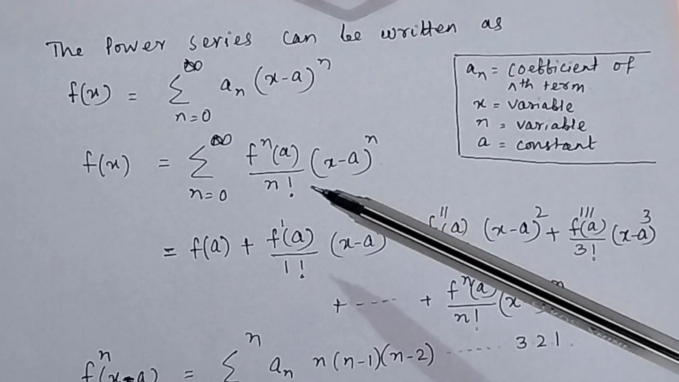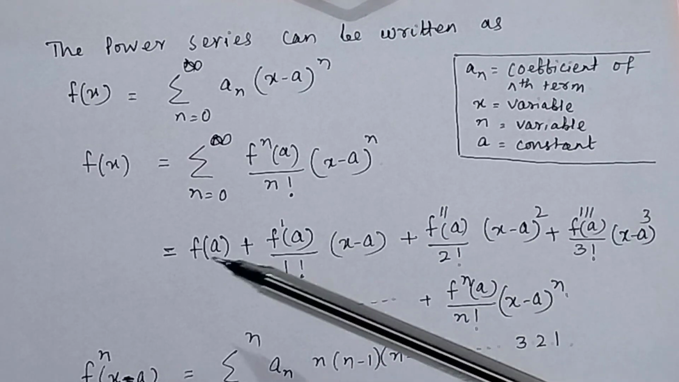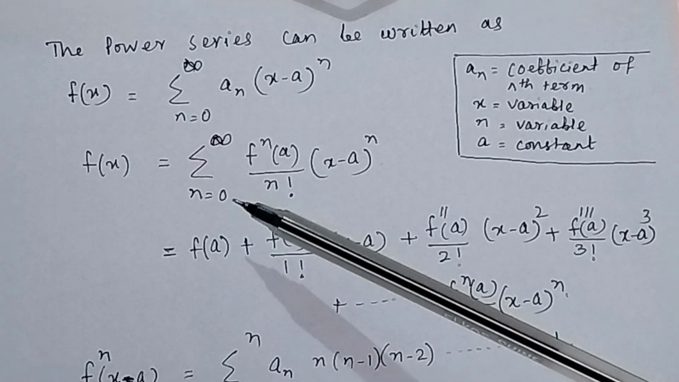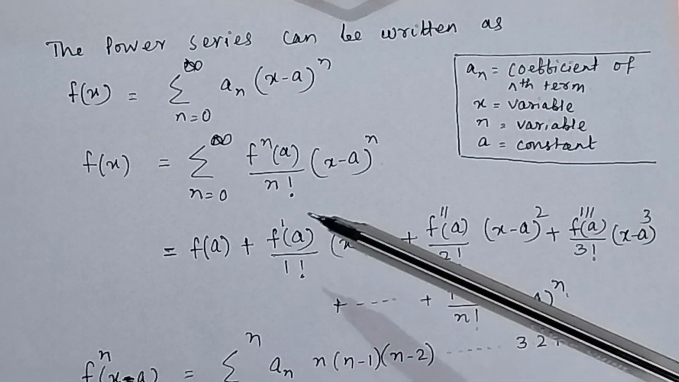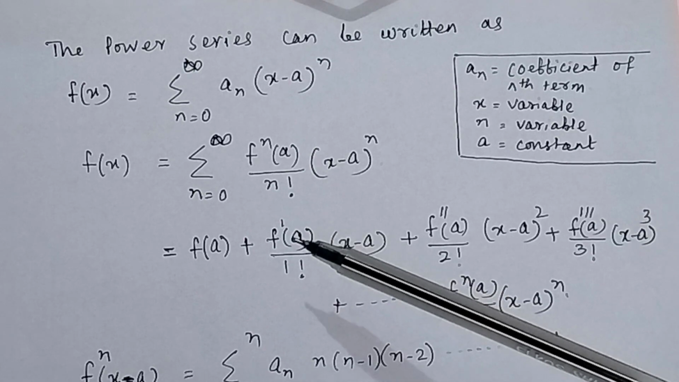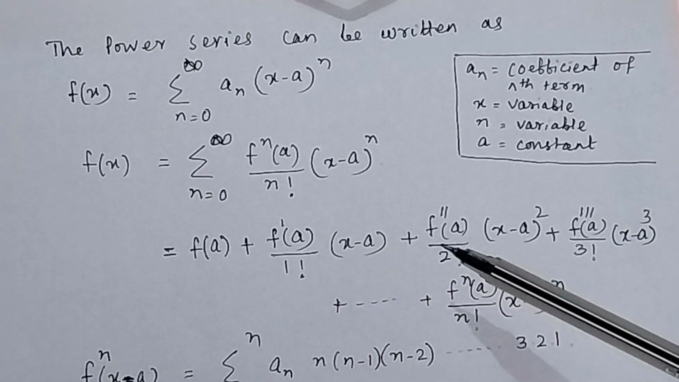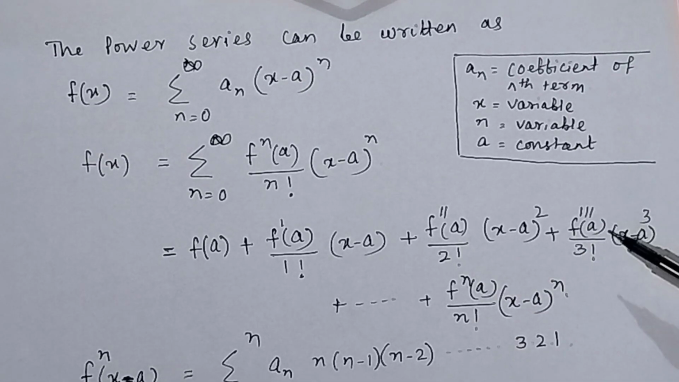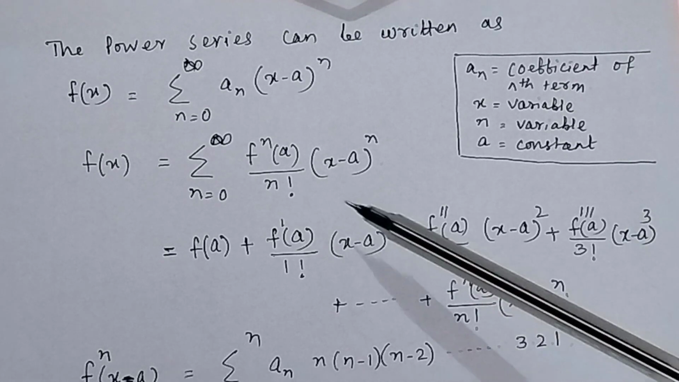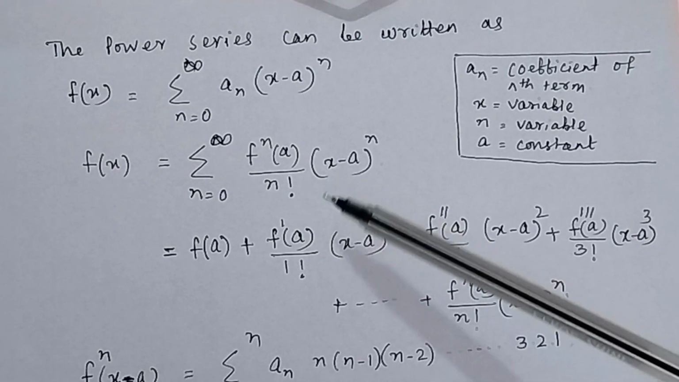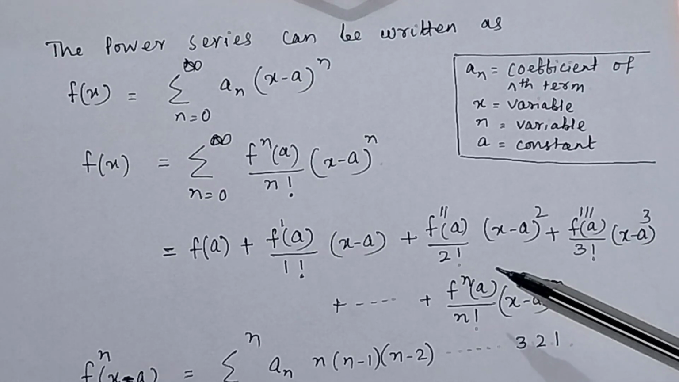If you expand the Taylor series, it will be in this form. This will be the first term when n is equal to 0. The first term is the function itself, and this is the second term, where you have the first derivative of the function at the point a. This is the second derivative, this is the third derivative, and this is your nth derivative. So if you expand this power series, that will also be the Taylor series.